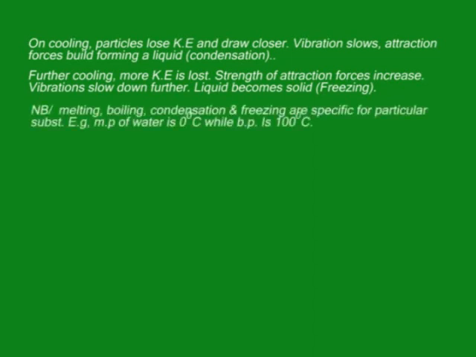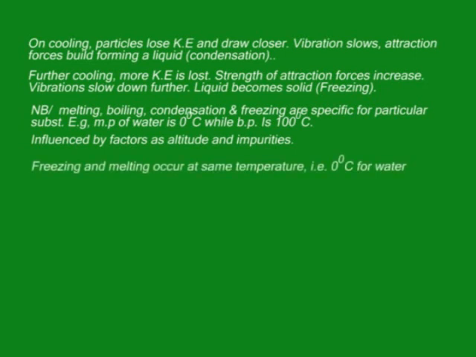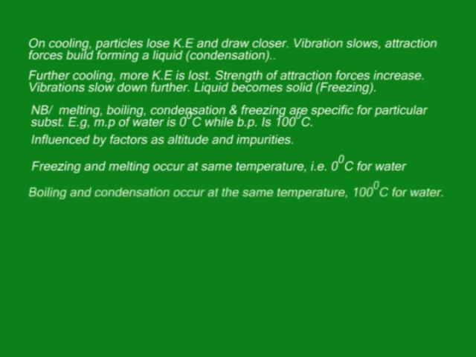Now notice that melting, boiling, condensation and freezing temperatures are specific for particular substances. For example, the melting point of water is 0 degrees Celsius while the boiling point is 100 degrees Celsius at sea level. These temperatures are influenced by factors such as altitude and presence of impurities. Freezing and melting occur at the same temperature, that is 0 degrees Celsius for water. Condensation and boiling also occur at the same temperature, that is 100 degrees Celsius for water. And these temperatures are good tests for purity of substances.